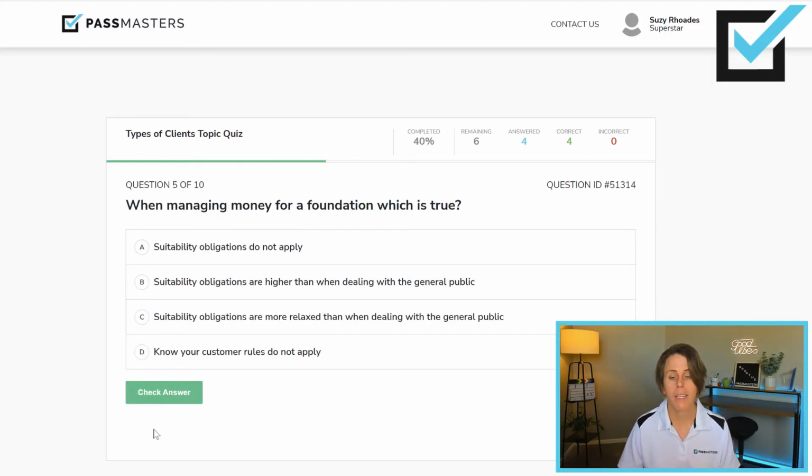When managing money for a foundation, which is true? Suitability obligations do not apply. Suitability obligations are higher than when dealing with the general public. Suitability obligations are more relaxed than when dealing with the general public, or no, know your customer rules do not apply. So you've got to pick the best answer here. The only one that makes any type of sense is that suitability obligations are more relaxed than when dealing with the general public.